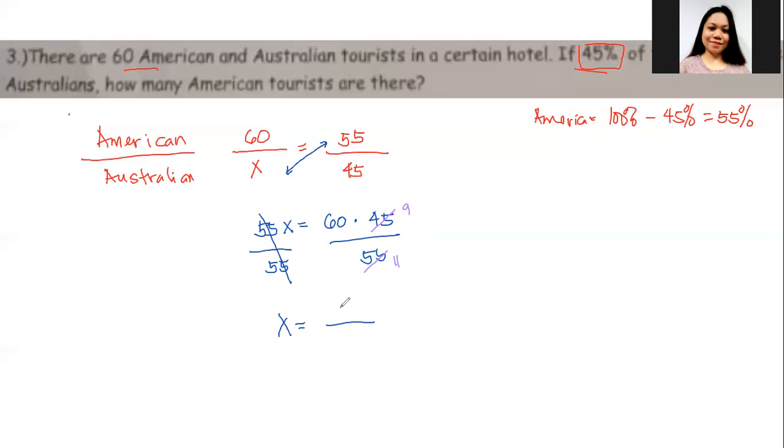So now 9 times 60, I have 540 divided by 11, I suppose. That's a weird number. Okay, let me just use the calculator because that's not going to work. So you have 45 times 60, and then you divide this by 55. Okay, so this is not a good example because they have like 49.09 Americans. Did I get this one wrong?